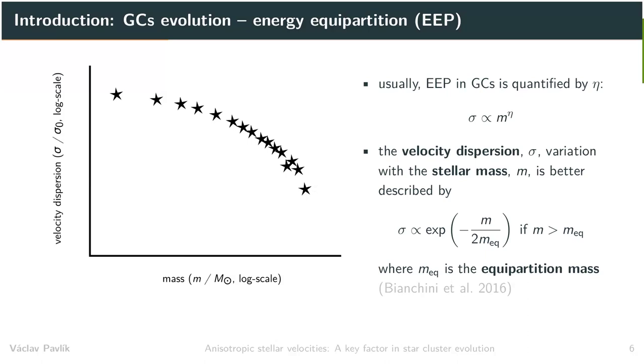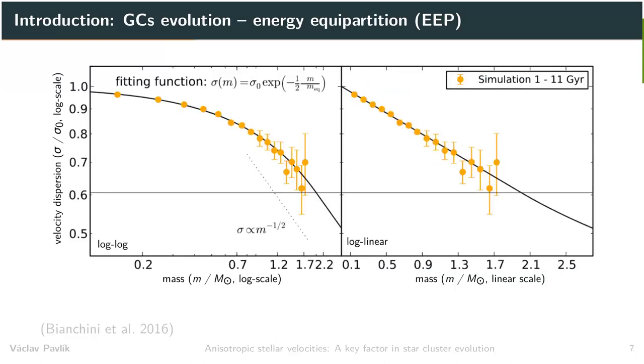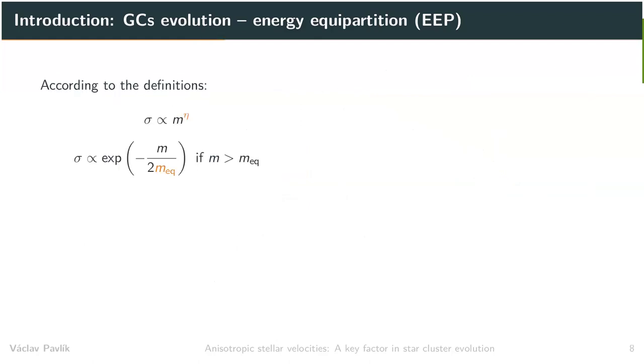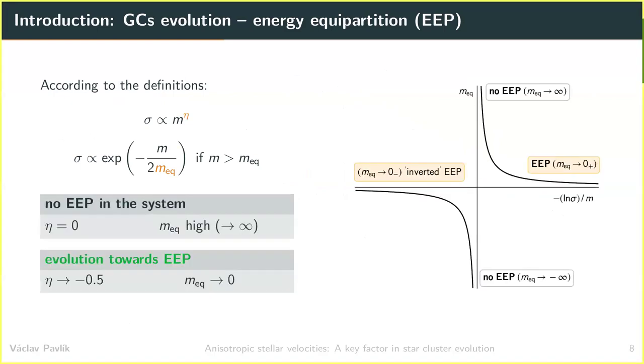I will explain it a bit more. So remember that plot, Bianchini's paper, basically the same thing, right? If you plot it log scale to log scale, it will look like that. If you have linear scale to log scale, you can see there is a slope. And that slope, inverse of that slope, taken with negative, tells you what the equipartition mass is, tells you what the degree of energy equipartition is in the system. So basically, those are the definitions.